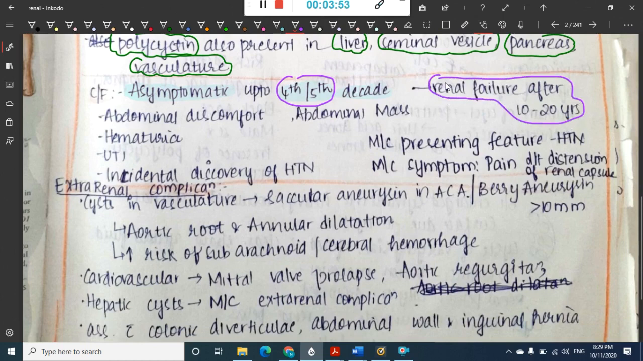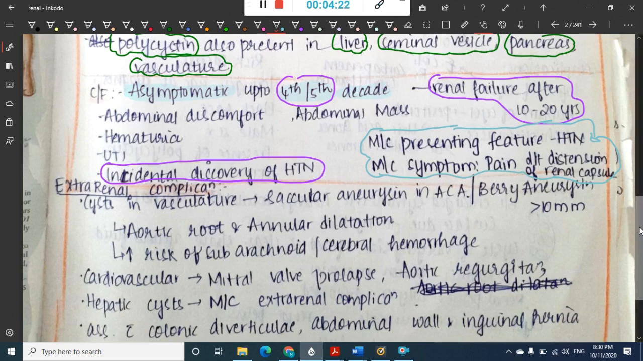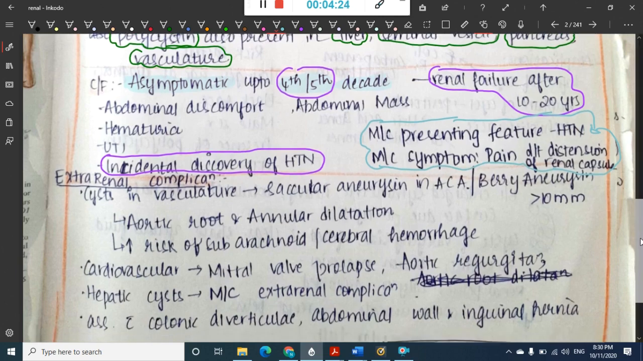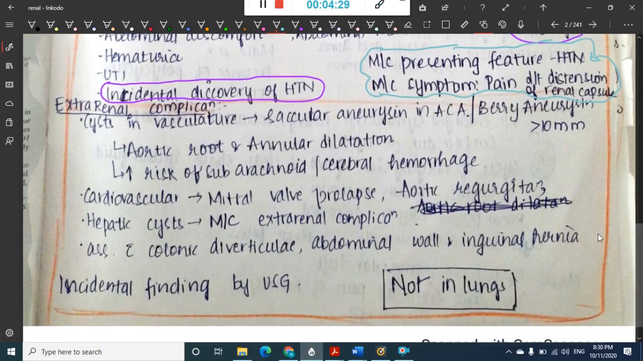Here the patient presents with abdominal discomfort, abdominal mass, hematuria, UTI, and an incidental discovery of hypertension. If you were asked what is the most common presenting feature, it is hypertension. The most common symptom is pain due to the distension of the renal capsule. When the polycystic kidney grows in size, it can cause distension of the renal capsule, thus resulting in pain. That is the most common symptom.